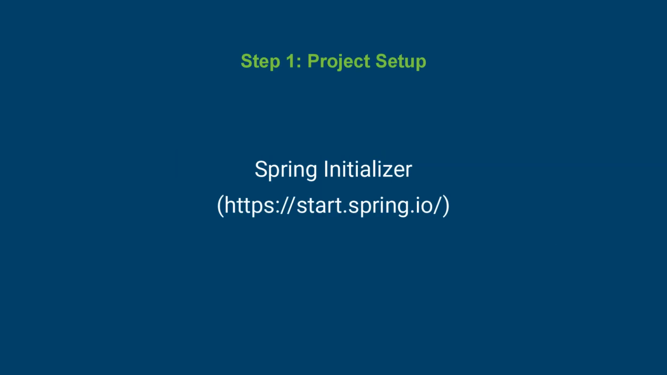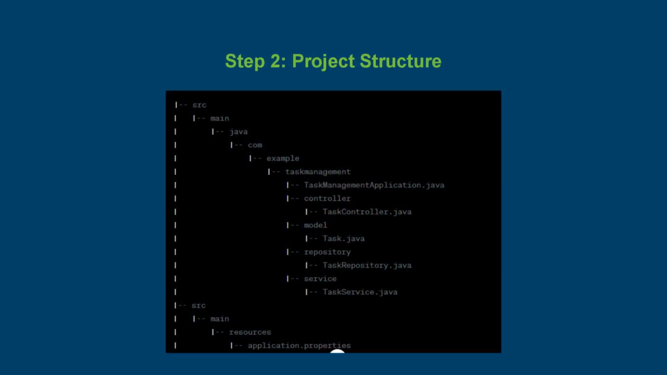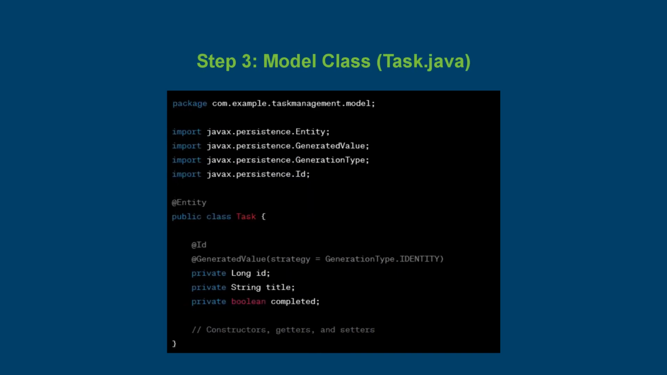Step 1. Project Setup. Create a new Spring Boot project using your preferred build tool, for example, Maven or Gradle. You can use Spring Initializr, https://start.spring.io, or set up the project in your IDE. Step 2. Project Structure. Your project structure might look like this. Step 3. Model Class, Task.java. This represents the entity to be persisted in the database.